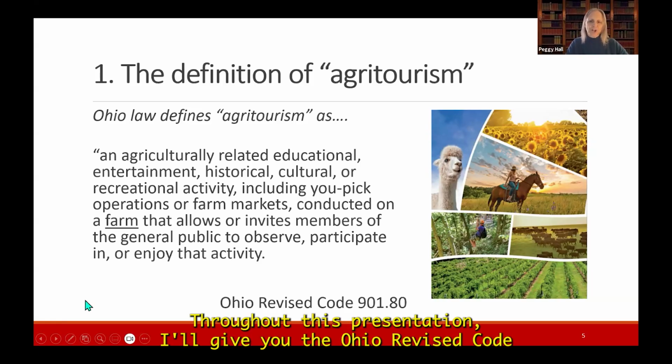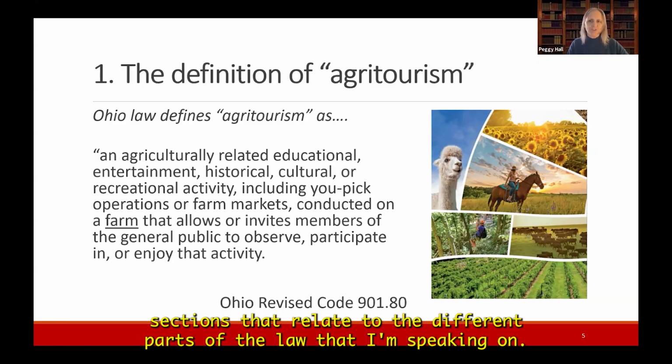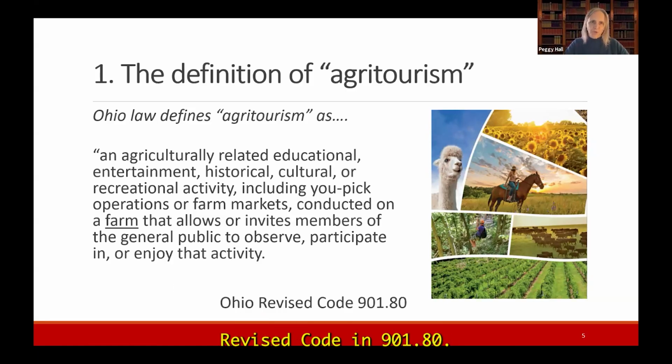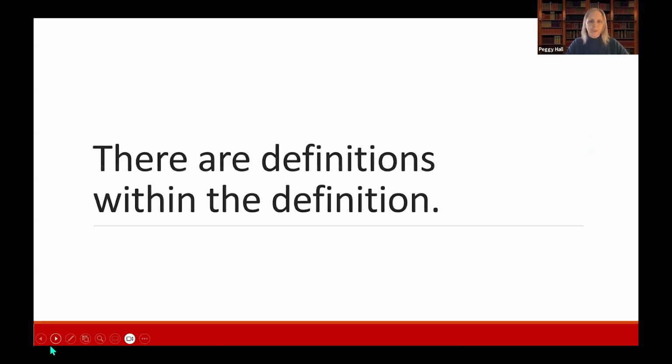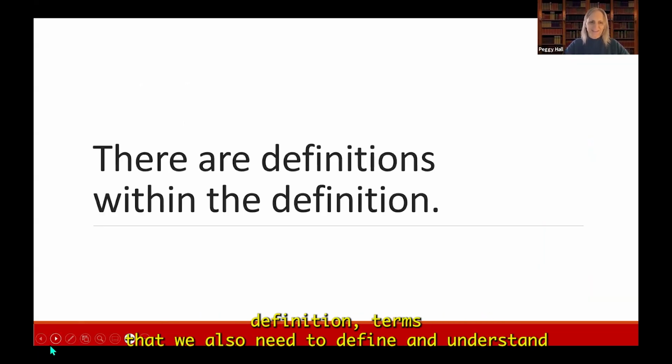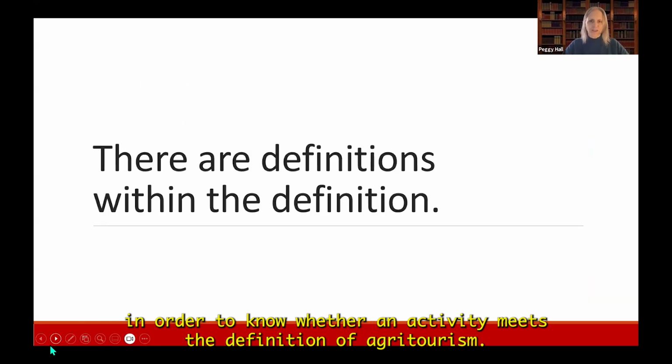Throughout this presentation, I'll give you the Ohio Revised Code sections that relate to the different parts of the law that I'm speaking on. And you can see here that the definition is in the Ohio Revised Code in 901.80. But what is, I think, challenging about this law is that there are definitions within that definition, terms that we also need to define and understand in order to know whether an activity meets the definition of agritourism.